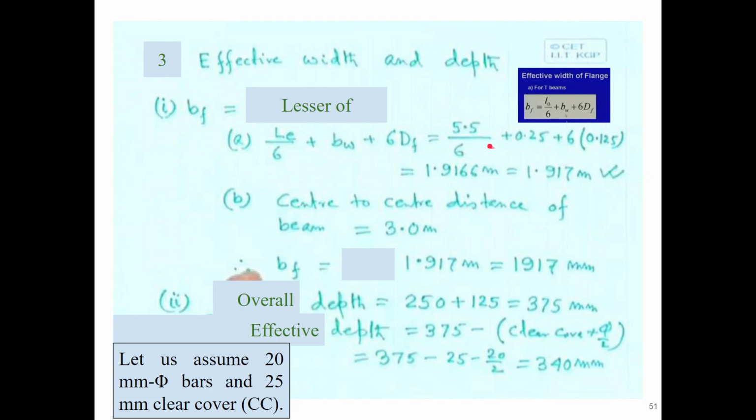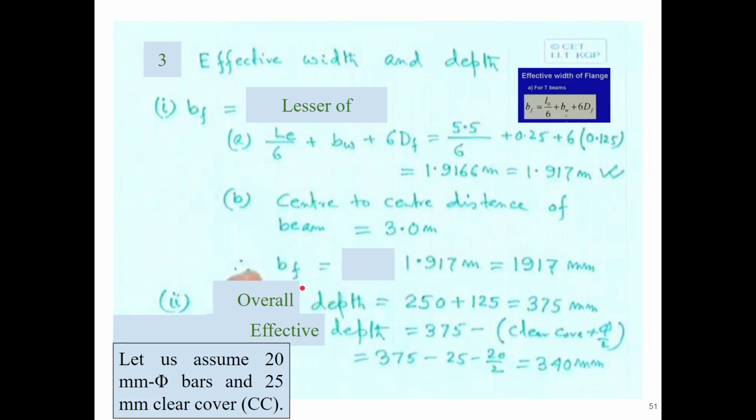Okay, so it is 5.5 by 6 plus 0.25 plus 6 into 0.125, which becomes 1.9166 meter, that is 1.917 meter. And the center to center distance of beam is how much? It is 3 meter, right? So these are the two. So the effective width will be the lesser of the two. The minimum of 1.917 and 3 is 1.917.